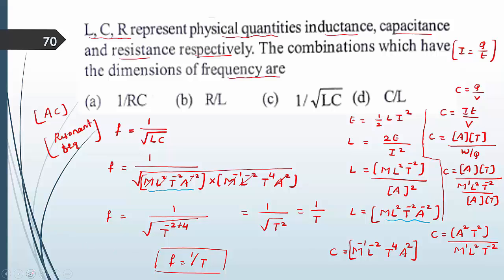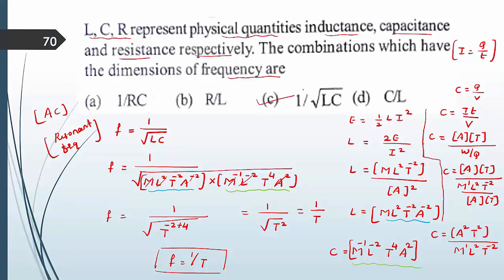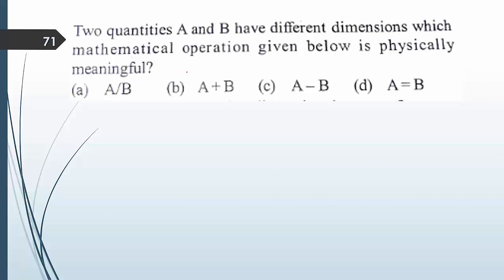So this is the dimension of capacitance. You can observe we substituted the capacitance value here. You can observe the dimension: M raised to minus 1, L raised to minus 2, T raised to 4, A raised to 2. This is the dimension of capacitance. So if you know the equations, using those equations and derived quantities, you can easily write the dimensional formula for any physical quantity. So which is the right option here? Option C, that is F equal to 1 divided by root of LC. This is the resonant frequency.